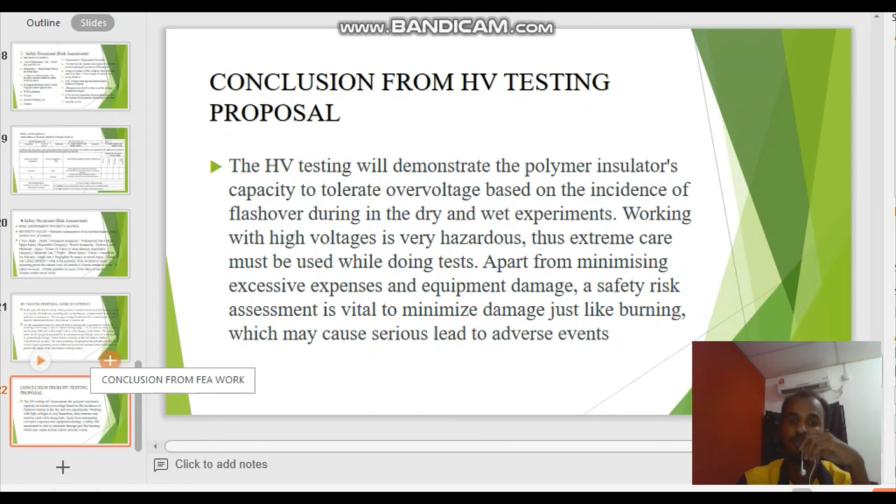Conclusion from the high voltage testing proposal. High voltage testing will demonstrate the polymer insulator's capacity to tolerate voltage based on the incidence of flashover during the dry and wet experiments. Working with high voltage is very hazardous, so extreme care must be taken while doing tests. Apart from minimizing expenses and equipment damage, a safe risk assessment is vital to minimize damage, such as burning, which may cause serious harm to others.